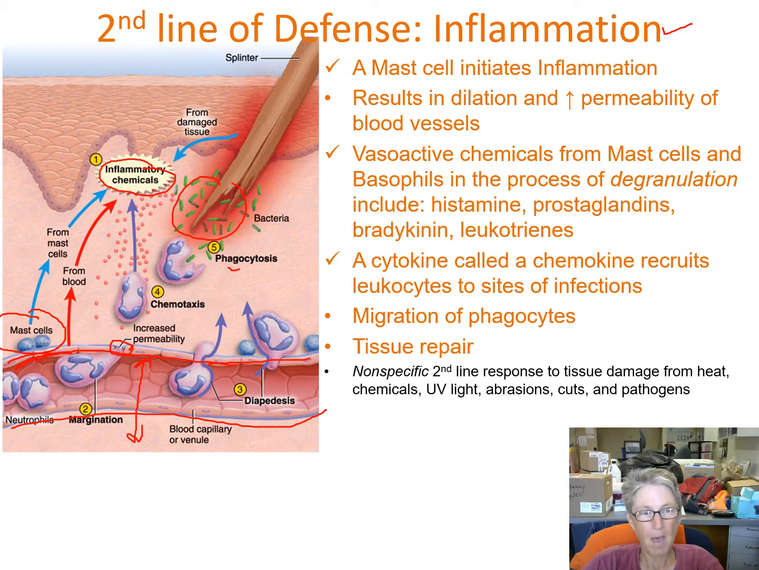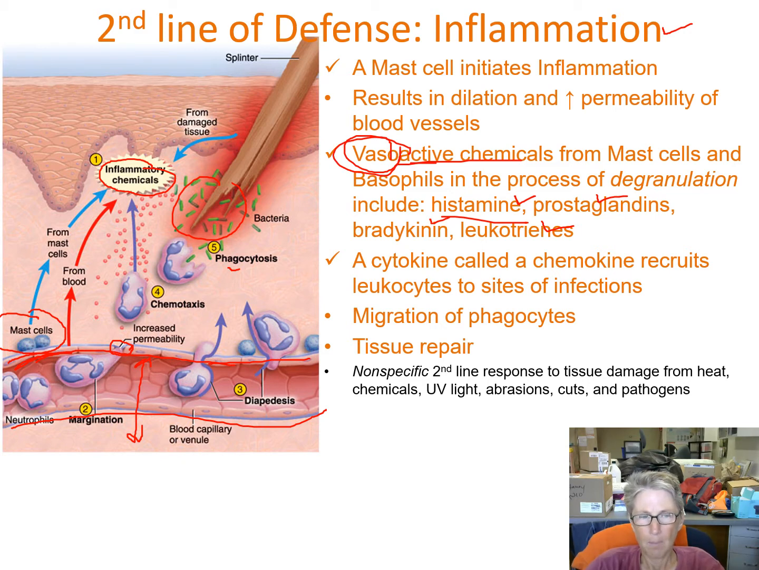Vasoactive chemicals from mast cells and also basophils inside the blood release these vasoactive chemicals, and the chemicals include histamine, prostaglandins, bradykinin, leukotrienes. The granules inside the mast cells and basophils degranulate, and then they release these vasoactive chemicals. And vasoactive, vaso means vessel, and active means active.